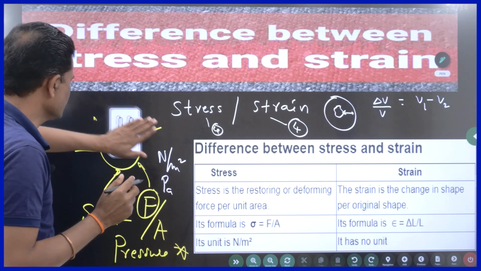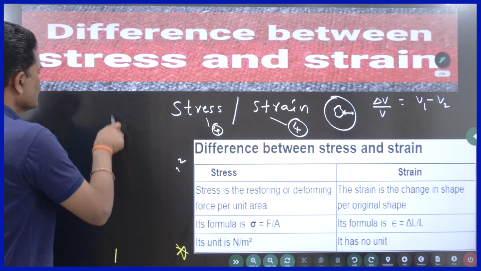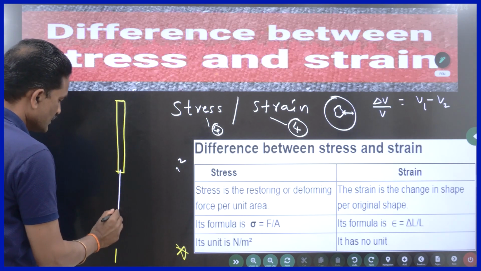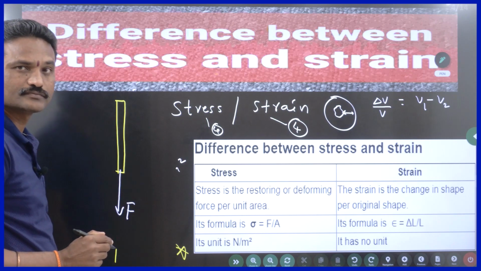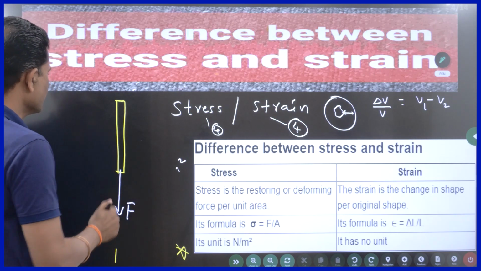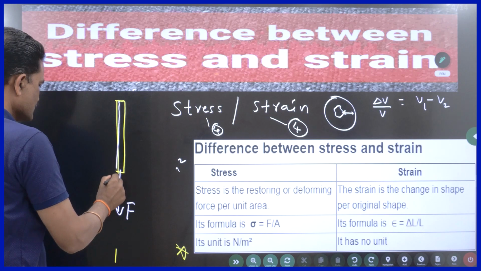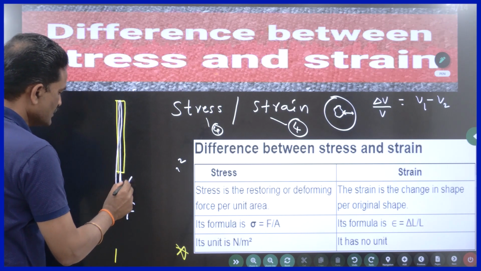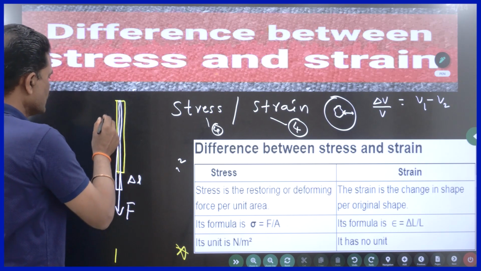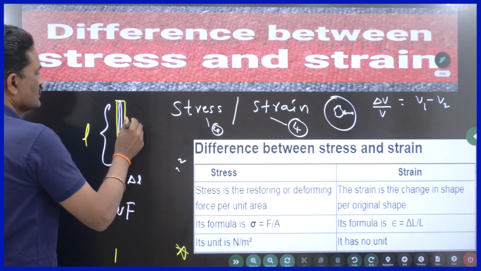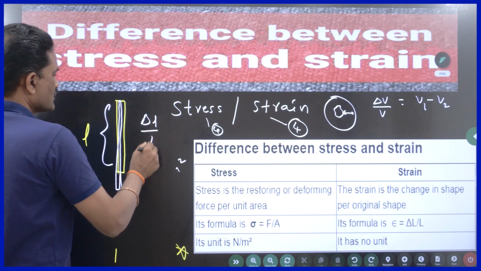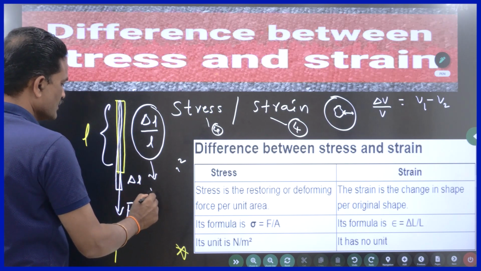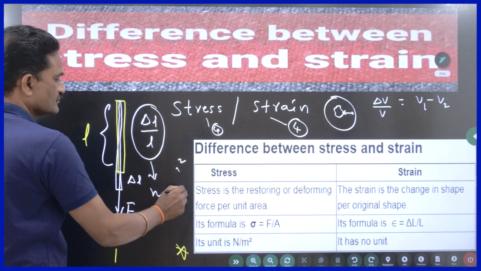Suppose you have a rubber band. This is the rubber band. So, you are applying some force and you are trying to stretch it. Because of this force, its length increased. So, what is the change in the length? Delta L. What is its original length? L. So, delta L by L is called strain. So, strain is the ratio of same quantities. That is the reason why it has no units and dimensions.